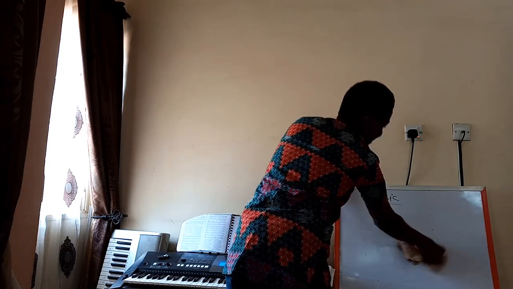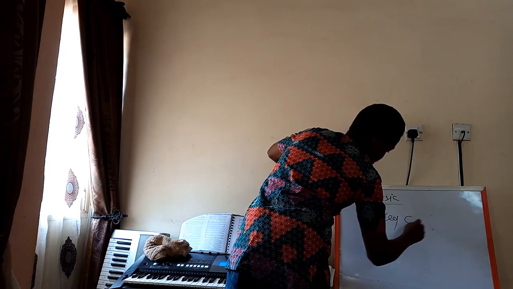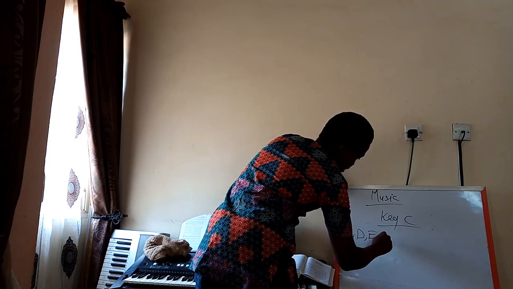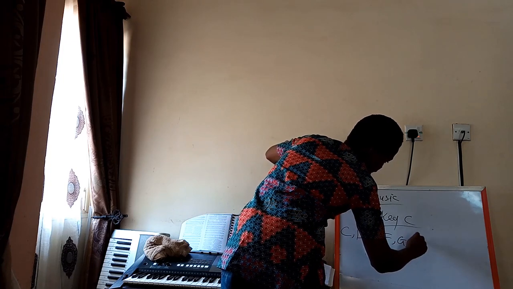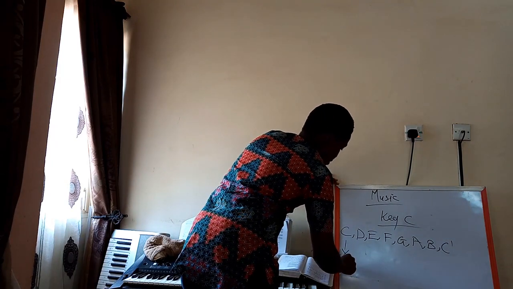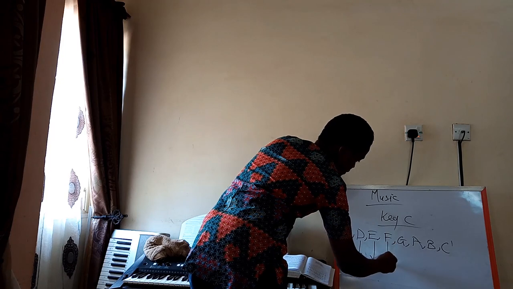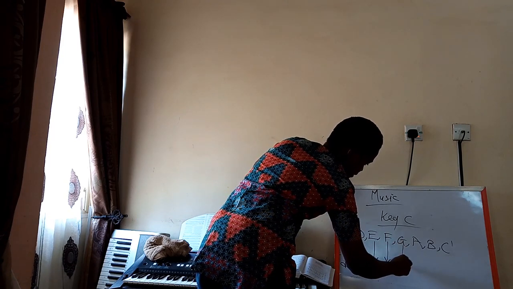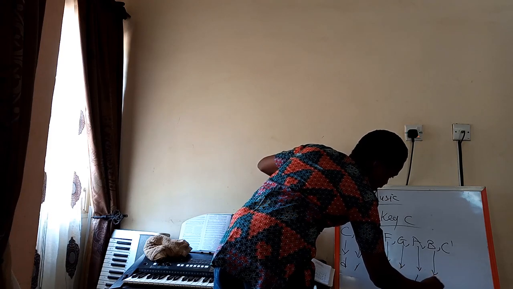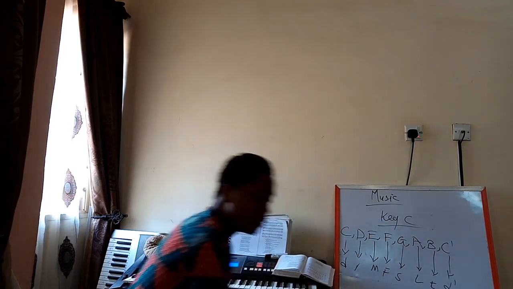Today's tutorial is just going to be on the key of C. So we now start from C, D, E, F, G, A, B, C. If we are transcribing, this C will become our Do, D will become our Re, E will become our Mi, F will become our Fa, G will become our Sol, A will become our La, B will become our Ti, and this last one likewise becomes our Do. With this, we have done a little groundwork on what we are going to play.